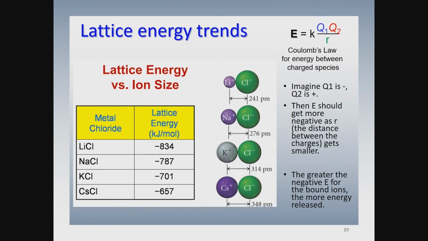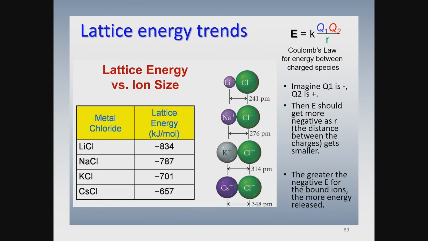The rule is this: if the ions can get close together in the solid compound, when you form the solid compound, you're going to release more energy. If you look at those pictures there, the top pair of ions is lithium chloride. The next pair is sodium chloride, then potassium chloride, then cesium chloride. Notice they all have the chloride anion, so that is not changing in these pictures. But what is changing is the size of the cation.